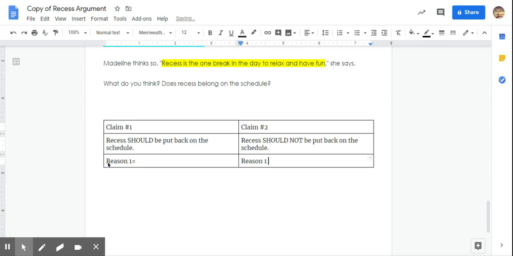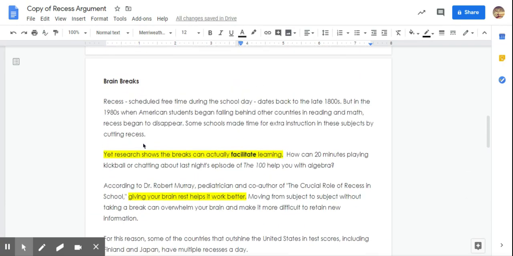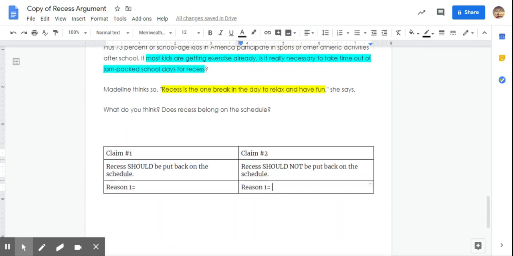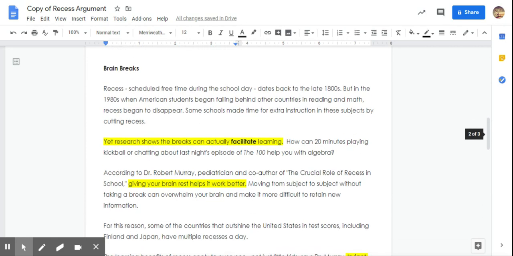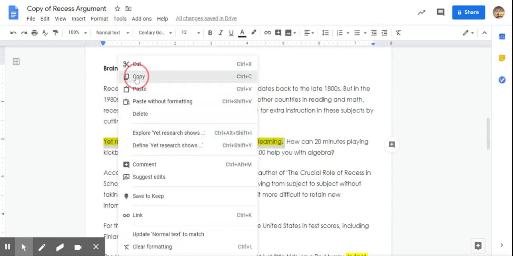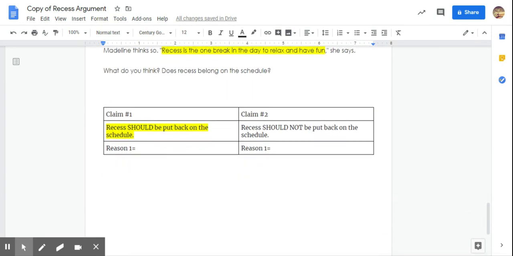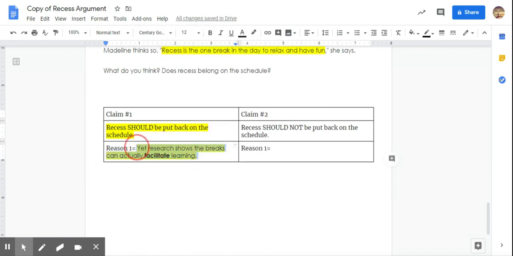Okay. So I'm going to go back to my highlighting. I'm looking for, recess should be put back on the schedule. We know that that's one side. And now I'm looking for a reason. What is one reason that they gave us? I think the very first one that they pointed out to us is that it can actually facilitate learning. So I'm going to copy that, bring it down here, and paste it as reason number 1. Let me take that highlighting off. So you should have recess because it helps you to learn.